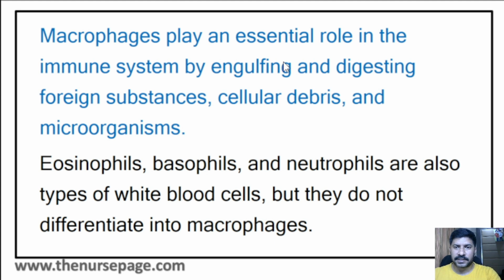Macrophages play an essential role in the immune system by engulfing and digesting foreign substances, cellular debris, and microorganisms. Eosinophils, basophils, and neutrophils are also types of white blood cells, but they do not differentiate into the macrophage system. Only monocytes will change into the macrophage system.